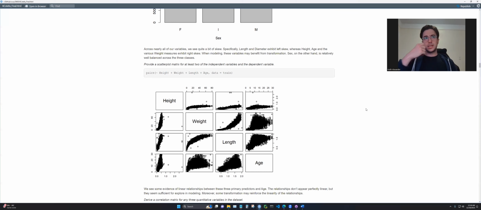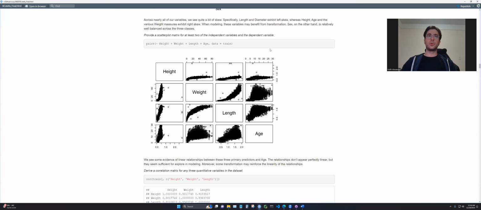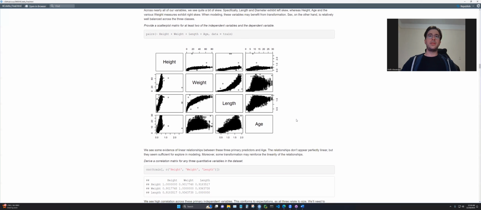The next section asks us to put together pairwise plots for at least 2 independent variables. So I chose height, weight, and length, those being the key variables. There's some redundancy in some of the other variables, so I focused on these. We can see that there is some evidence of a linear relationship, maybe between age and these variables. But additionally, we do see some pretty strong linear relationships between the predictive variables themselves, which is an indication of multicollinearity, which is something we'll need to address when we get to the modeling section.